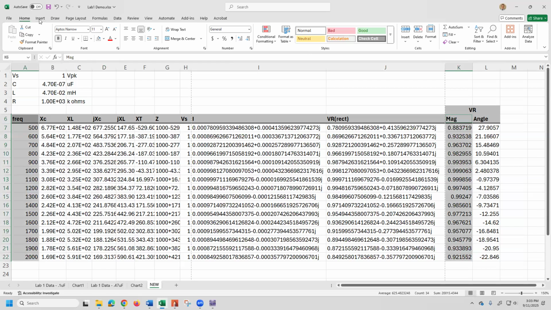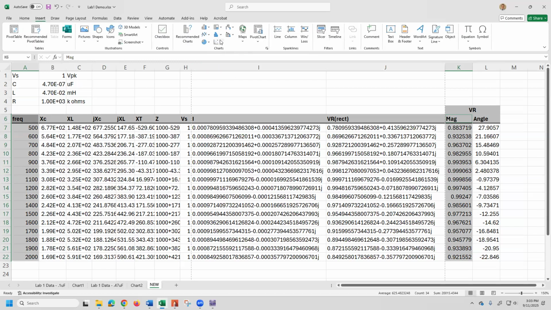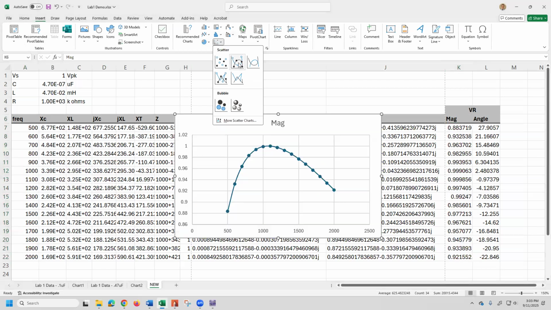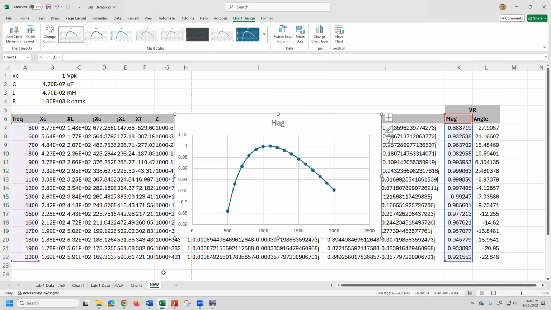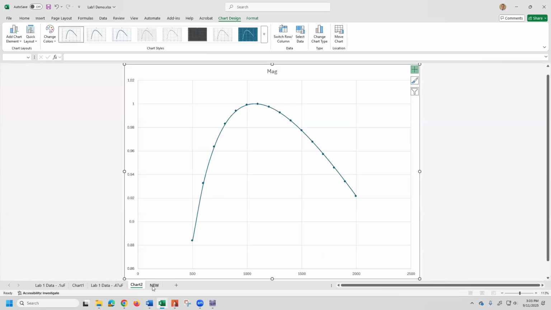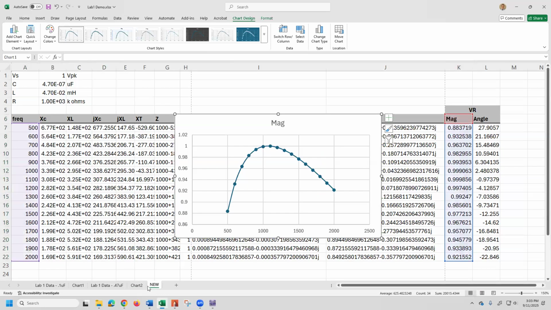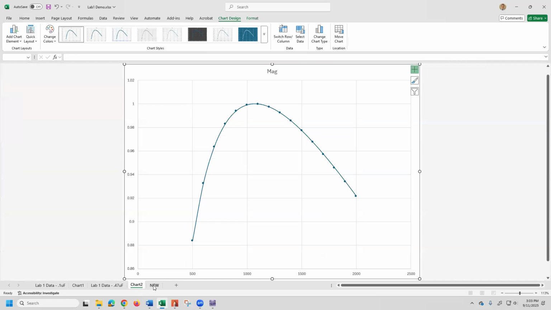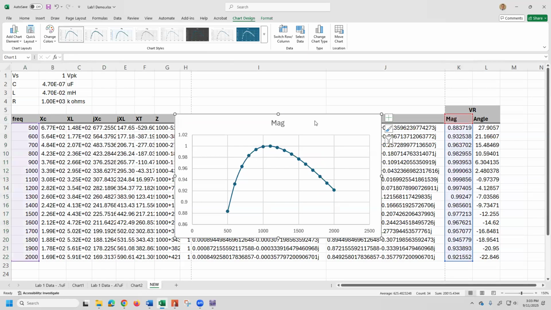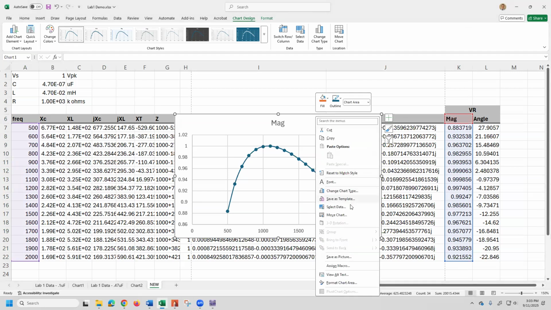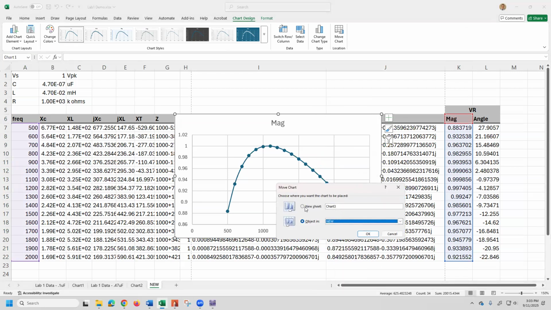Now you want to go to insert right here. See it in the menu. Insert, and then go over here is scatter chart and use the one with points. Looks like, oh, okay, yep. Then you can right click and say move chart, new sheet.